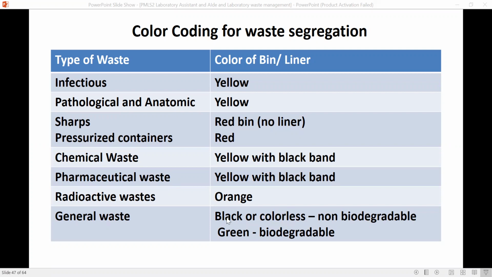So kadalasan sa atin black. Hindi gumagamit ng colorless. So black, pag non-biodegradable. Pag green naman, biodegradable. So, isipin nyo na lang yung dahon, leaf. Ano yan? Green. Tama? Diba yung leaf, nabubulok yan. Kaya yan, biodegradable. So this is very important.